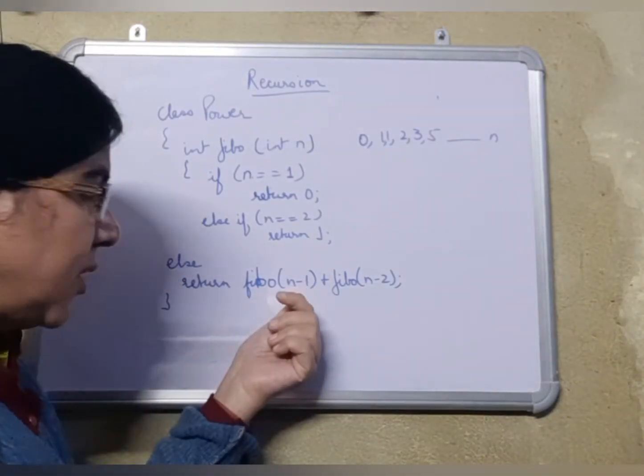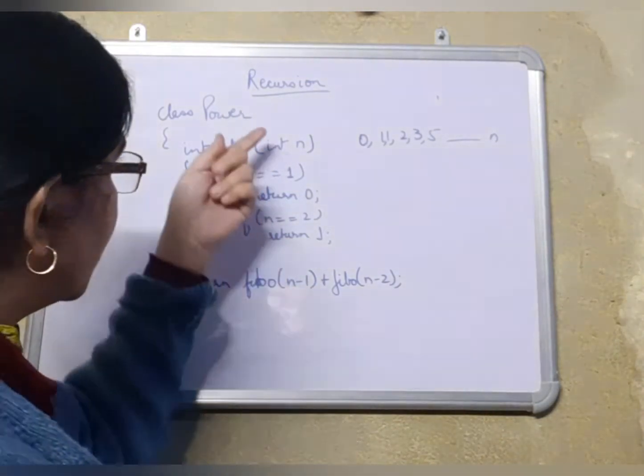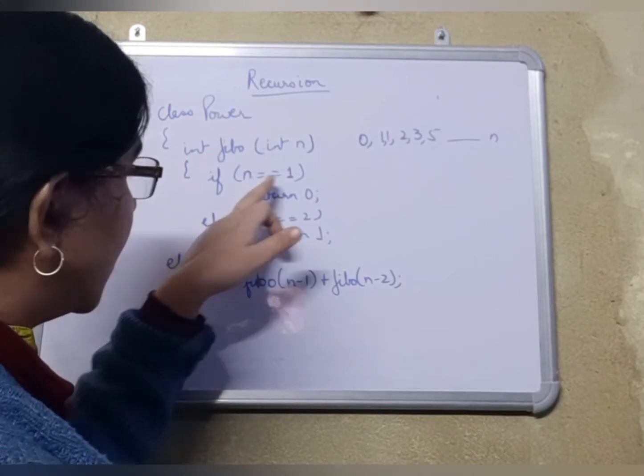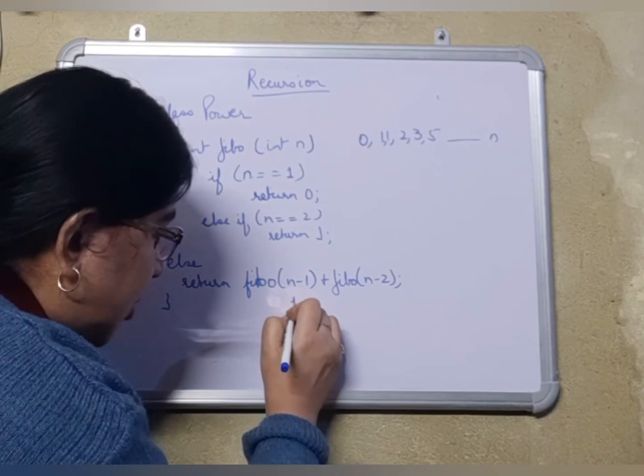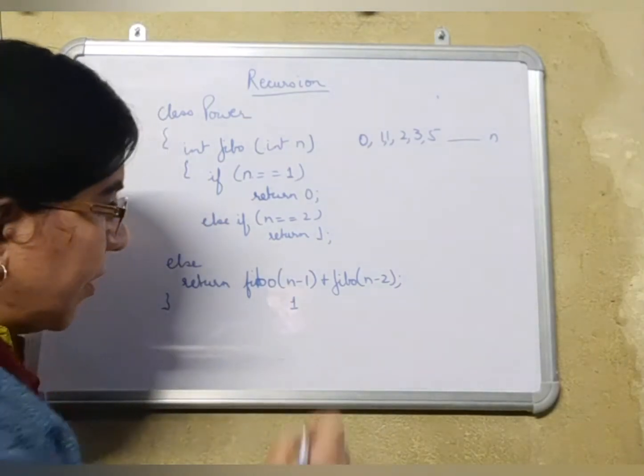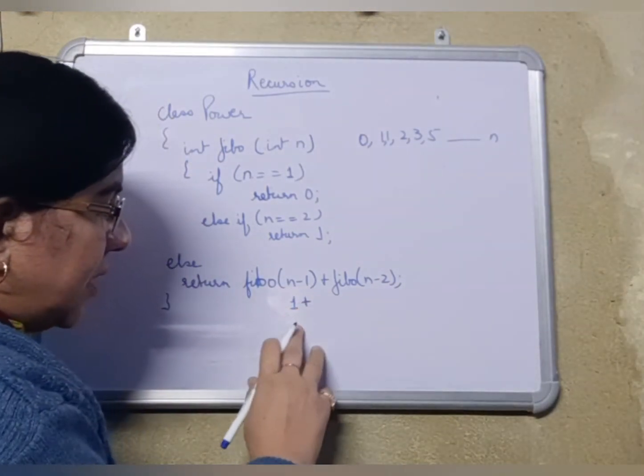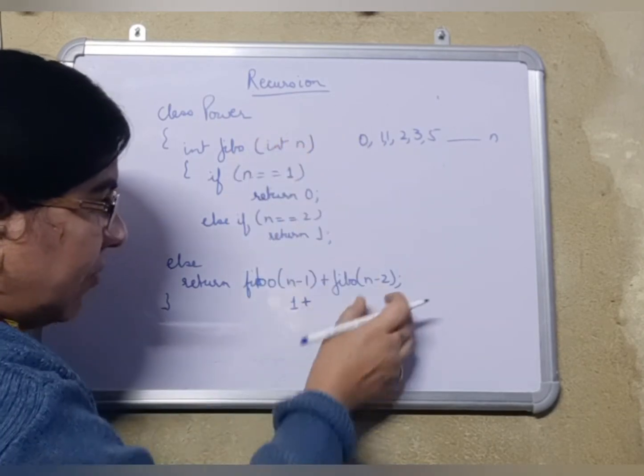So 3 minus 1 is what? 2. It will go inside this function. N is not 1 but it is 2. It will return 1 over here. So it will be kept in the memory here with a plus sign. Then Fibo will call itself again with 3 minus 2.